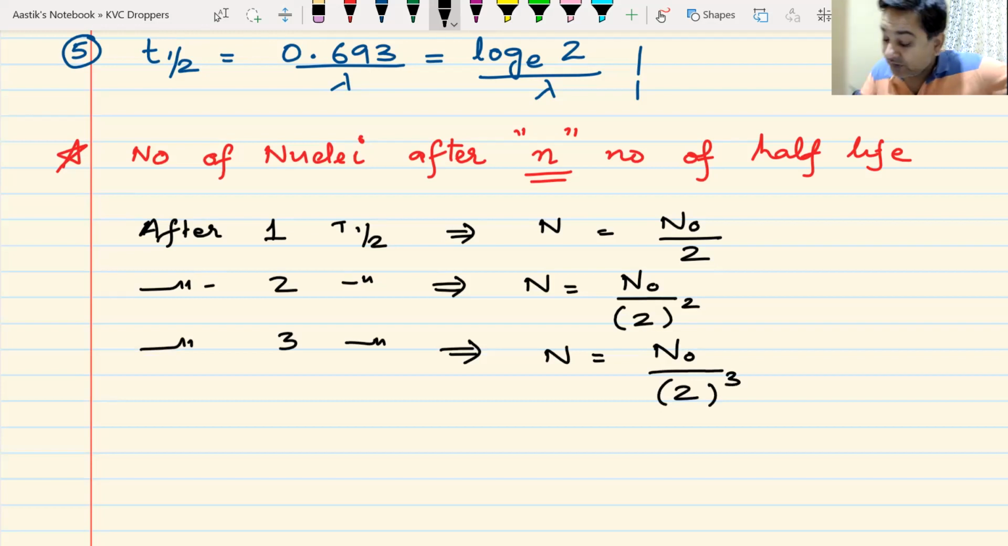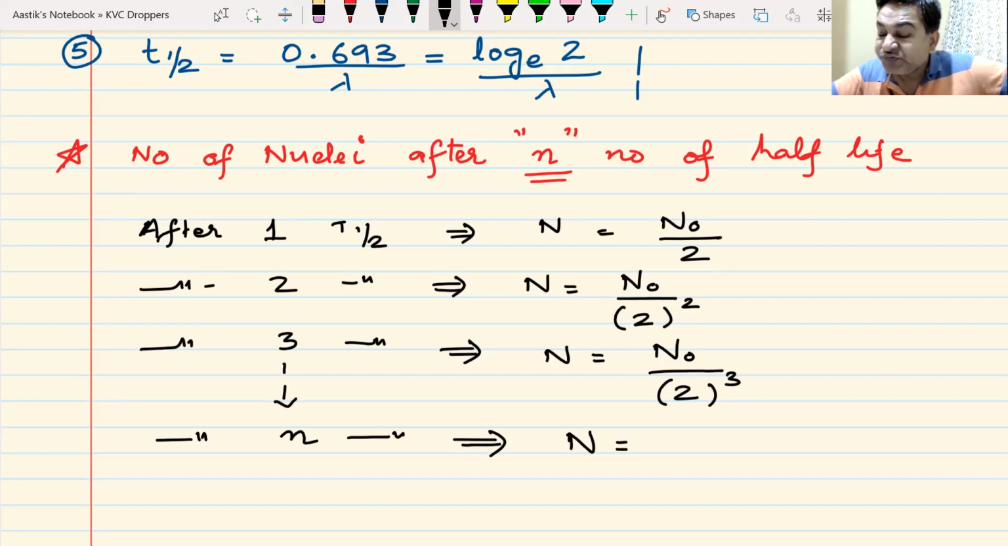Yes, sir. Now, if I just make this equation long and if I ask you what is the number of nuclei remaining after n half-lives, what would be your answer? N naught by 2 raised to the power of n.